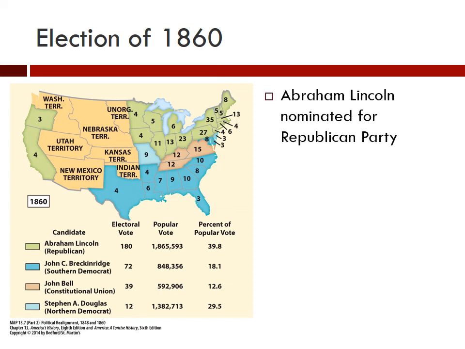Abraham Lincoln is going to be nominated for the Republican Party, and they nominate him largely due to the success and the outspoken beliefs that he had and his passion when it came to the issue of slavery. Now, in reality, Abraham Lincoln morally believed that slavery was wrong. However, like most white Northerners at the time, he didn't believe that they were equal to white men.